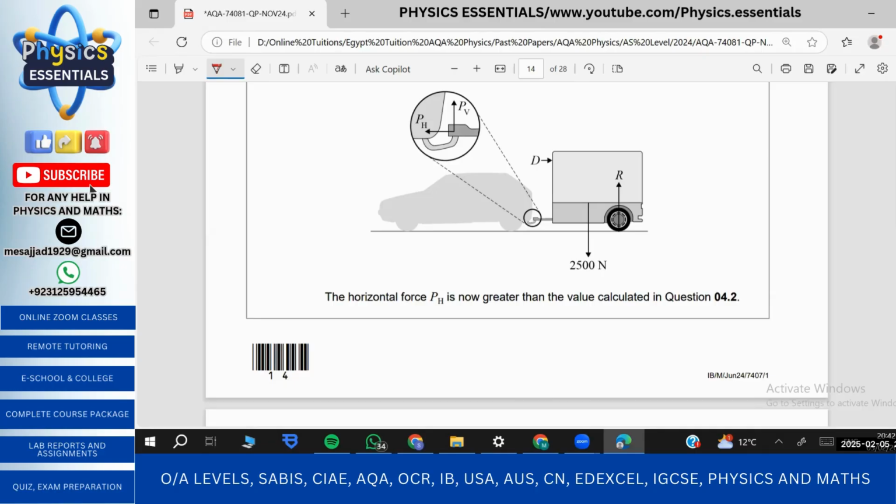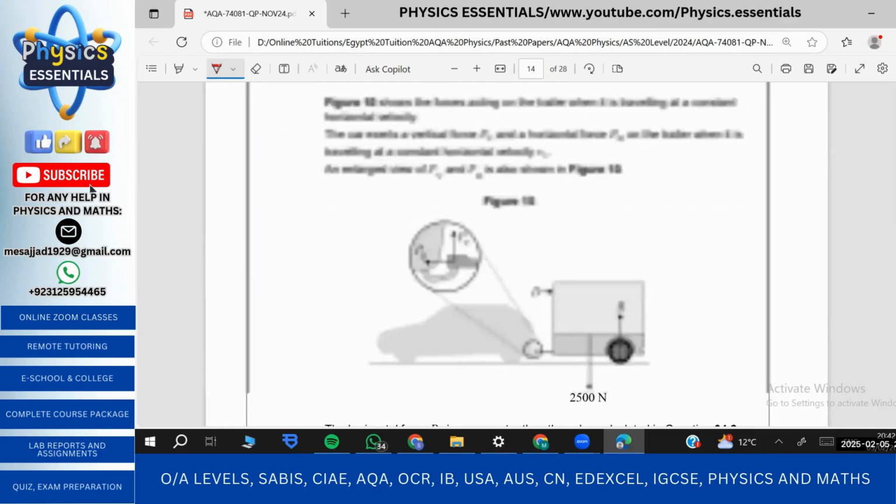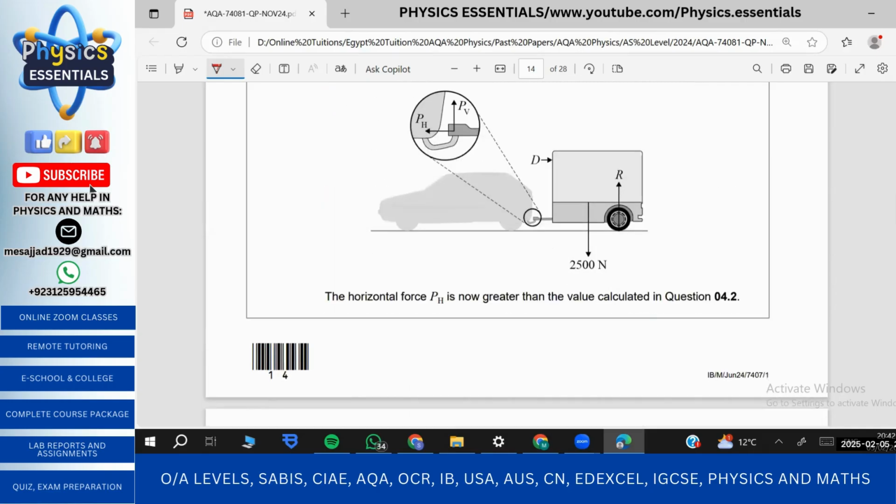The horizontal force PH is now greater than the value calculated in question 4.2. The vertical force PV is 762 newtons. The resultant force of PH and PV is 912 newtons. Determine V1. So what is V1? You have to calculate the V1 from this graph. And for that, you have to calculate drag. And in order to calculate drag, you have to use PH and PV.